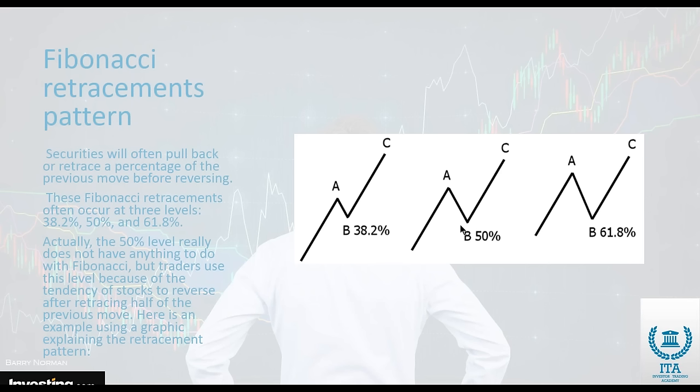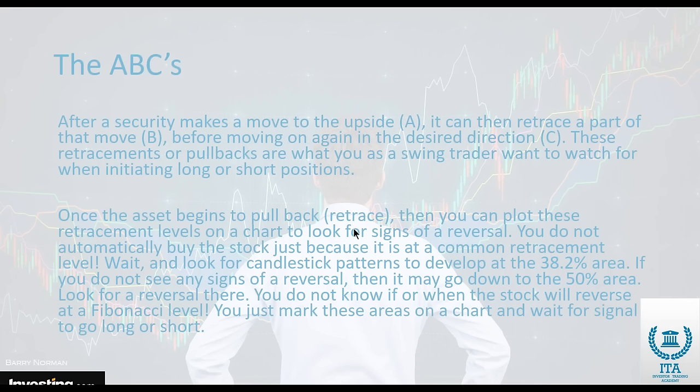So securities will often pull back or retrace a percentage of the previous move before reversing. These Fibonacci levels occur at 38.2, 50, and 61.8. Actually, the 50 level really does not have anything to do with Fibonacci's, but traders use this level because of the tendency of stocks or securities to reverse after retracing half of the previous move. Now, after a security makes a move to the upside, it can then retrace a part of that move before moving on again in the desired direction.